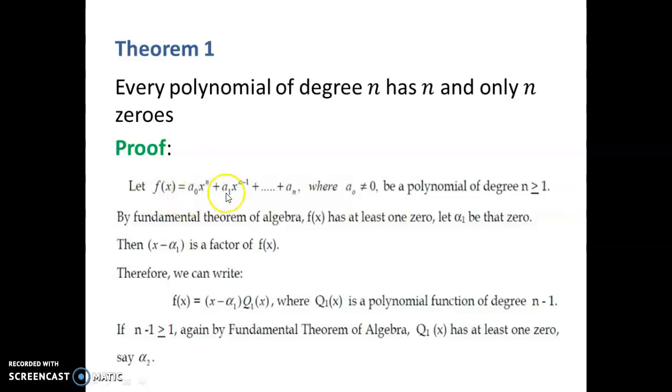Consider a polynomial function f(x) = a0 x^n + a1 x^(n-1) + etc. + an. Here we are considering a0 not equal to 0. Then only we can assure that it is a polynomial function of degree n. And suppose the degree n is greater than or equal to 1. Then by the fundamental theorem of algebra, f(x) has at least one zero.